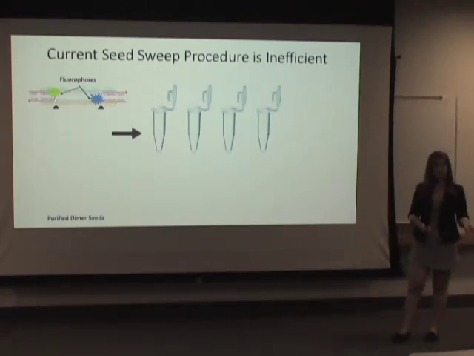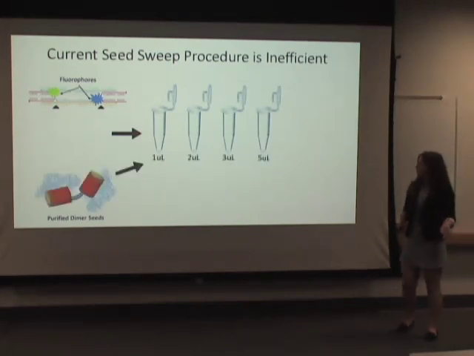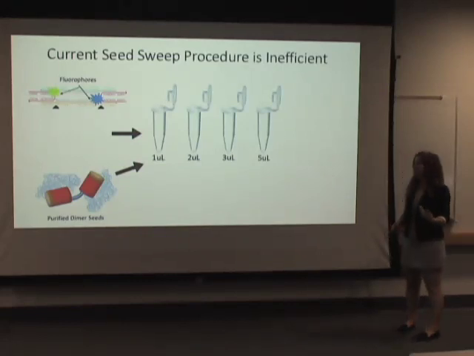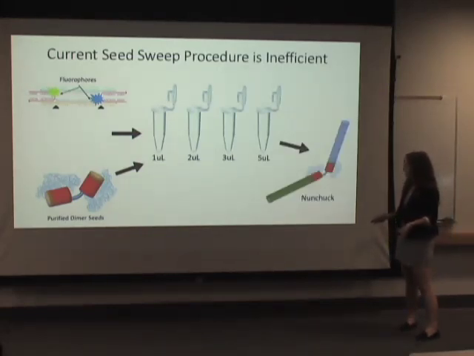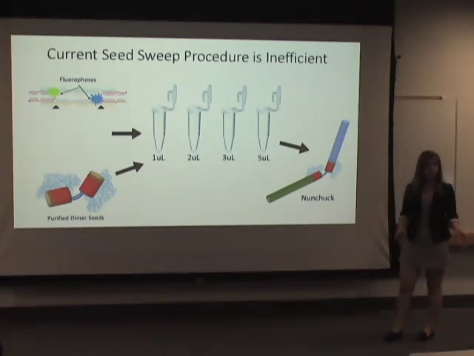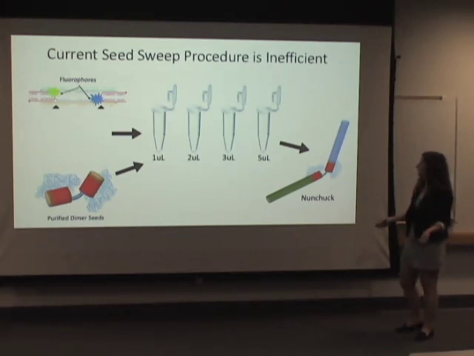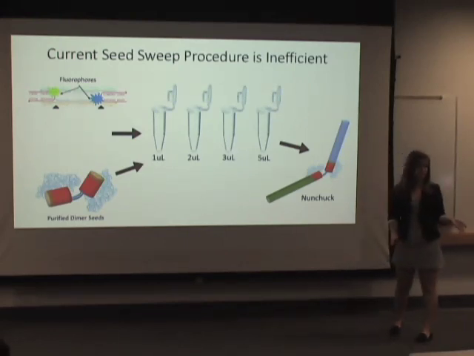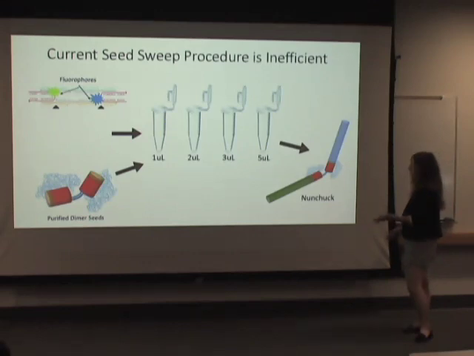And our next step is to add our seeds. But because we don't know how concentrated they are, we have to add them in different amounts. And so once we add our seeds, the tiles nucleate off and form our nunchucks. And our next step is to visualize them under the microscope. But we have to visualize each of these conditions. And as you can see, our current sweep procedure is inefficient because we have to take the time to look at each of these conditions and determine which one gave us the best yield. And it's also wasteful because not all of these will give us optimal nunchucks.